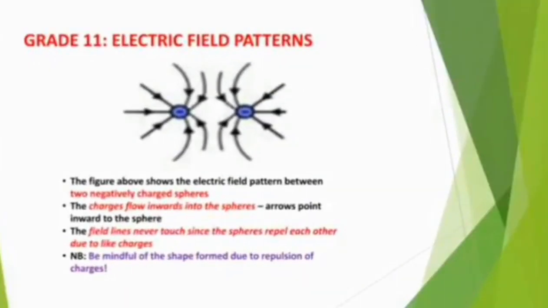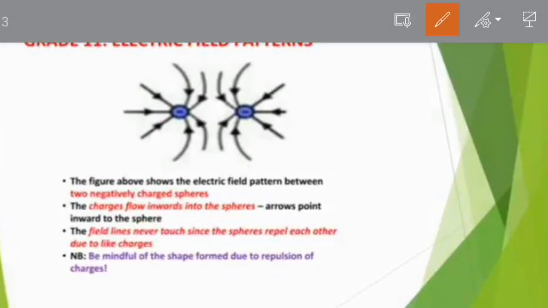Then for this one, this figure shows the electric field pattern between two negatively charged spheres. So we can see they're all negative. Why? Because we can even see with the charges they're moving inward in both the spheres, right? But then what is happening? This is a negative and a negative. The charges are the same. We say they're like charges.